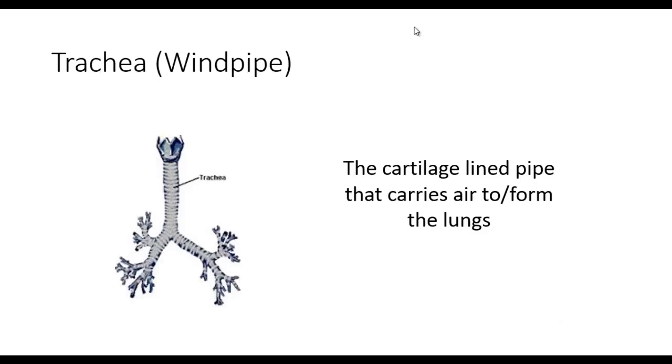So the trachea, also known as the windpipe, that's kind of the informal term for it, is a cartilage-lined pipe that carries air to and from the lungs. So air is going to enter basically through your mouth or your nose. It's going to travel through the trachea into the lungs. We're going to talk more about airflow and the process of that here in just a minute.